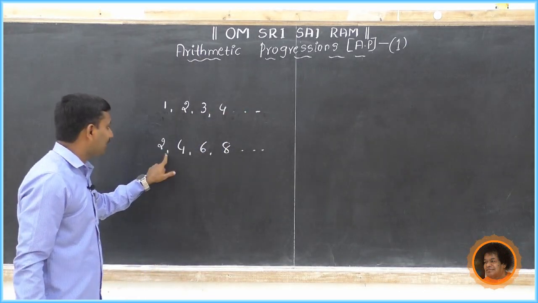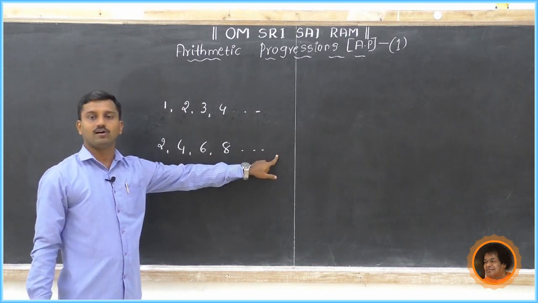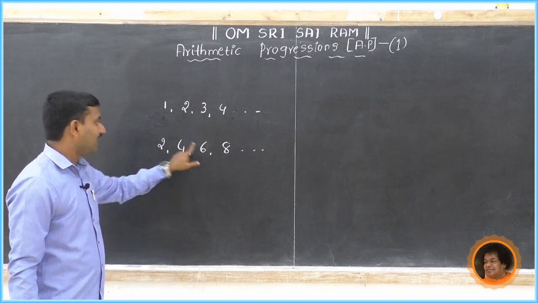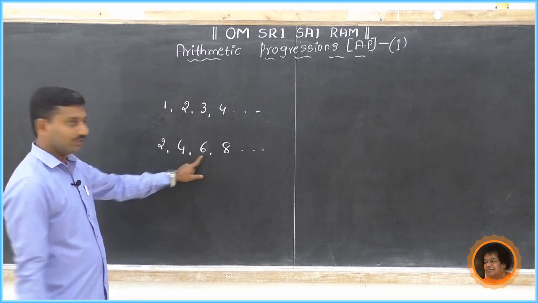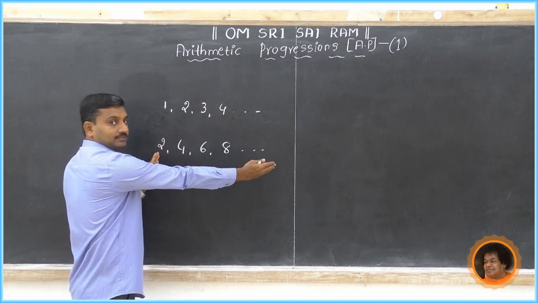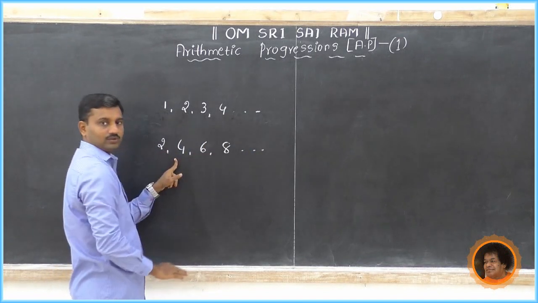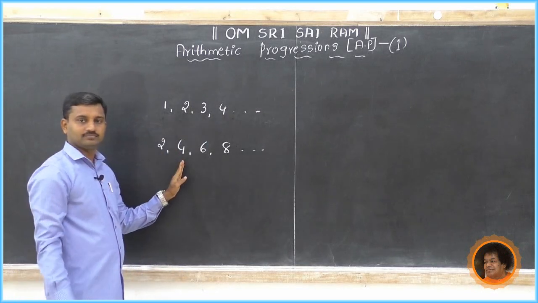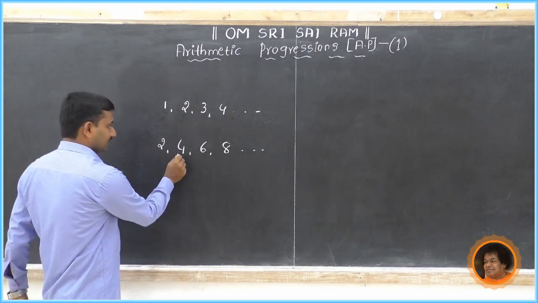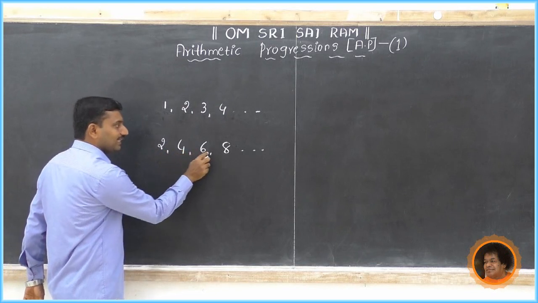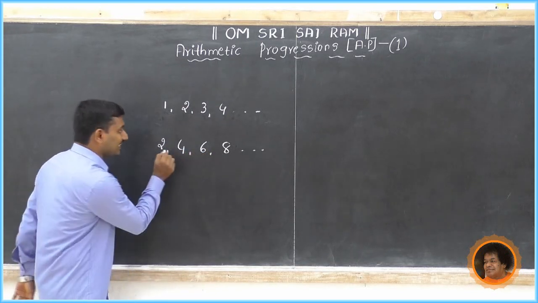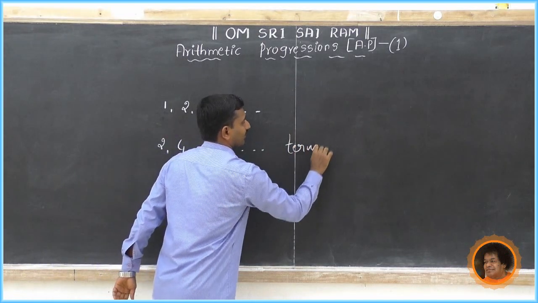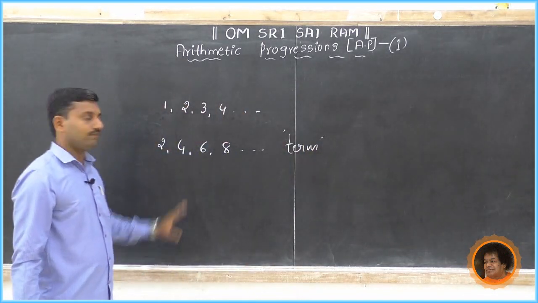So in the second example, 2, 4, 6, 8, and so on. With respect to 4, 2 is the preceding term and 6 is the succeeding term. So how to obtain the succeeding terms? By adding 2, or by adding a fixed number to the preceding term. And each number in the list is known as a term of the list of numbers.